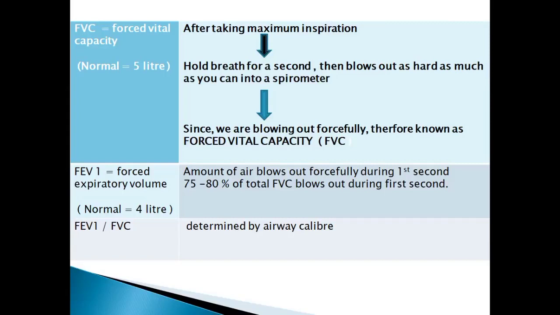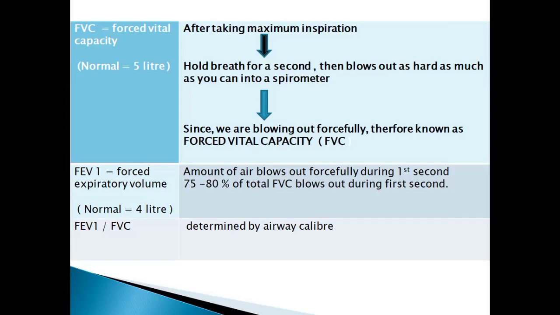What is FEV1? See, what is the full form? Forced expiratory volume in the first second. By the name itself it is suggesting what it is. FEV1 means the amount of air blown out forcefully during the first second. Okay. In expiration, what we used to do, we used to blow out the air. So the amount of air blown out forcefully during the first second is the FEV1.